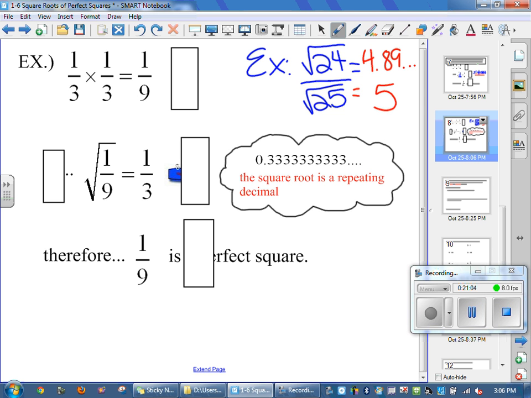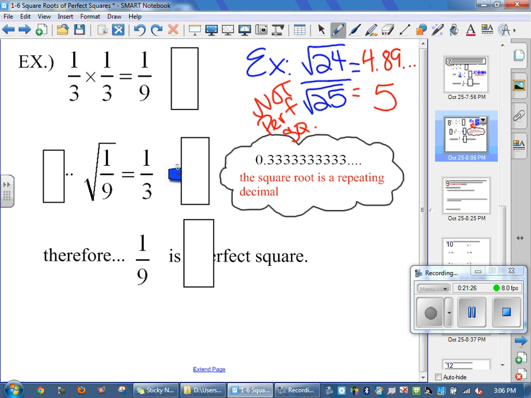Does the decimal end on the top? No, it doesn't. It does on the bottom, it ends, but on the top it does not. So this one we would say is not a perfect square. Okay, not a perfect square, because it doesn't work both top and bottom. Both numbers have to work for it to be considered a perfect square.